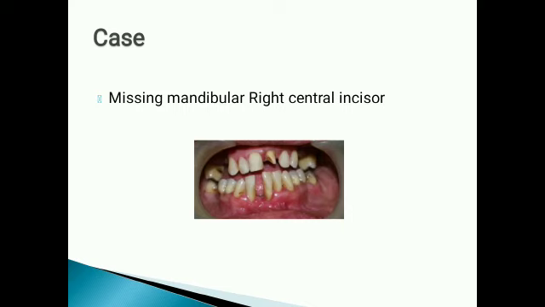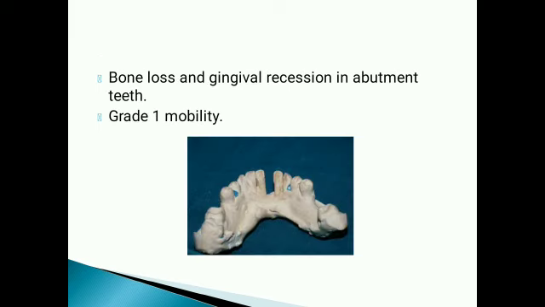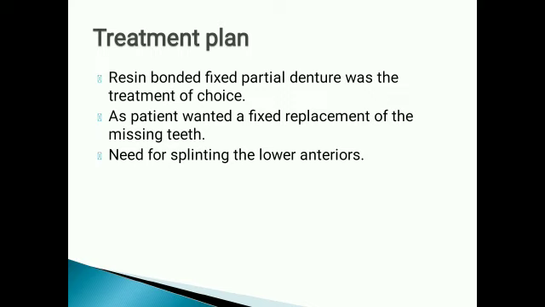Here, in this case, there is a missing mandibular right central incisor, bone loss and gingival recession in the abutment teeth, and grade 1 mobility. Coming to the treatment plan, a resin bonded fixed partial denture was the treatment of choice. The patient wants a fixed replacement of the missing tooth, and there is a need for splinting the lower anteriors.